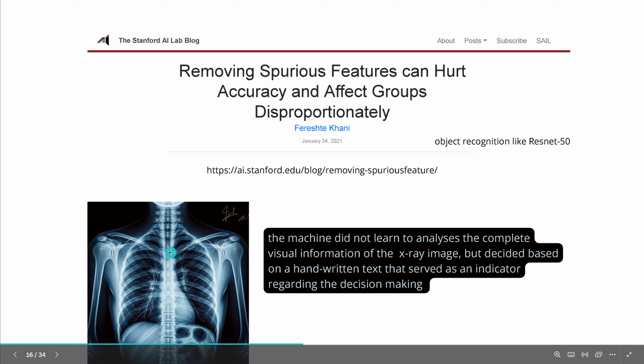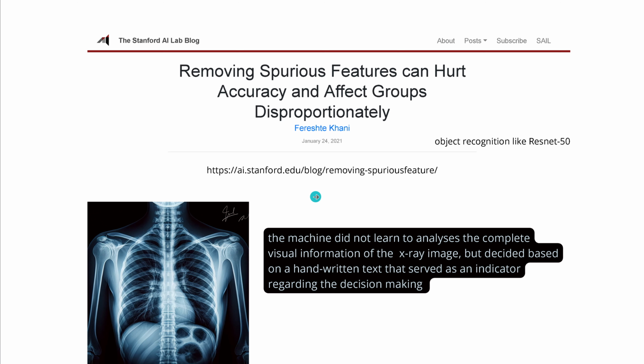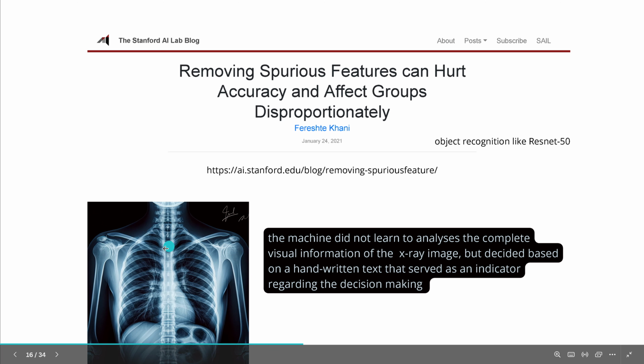And they had a lot of chest X-rays. And of course, this was the training set for an AI to learn. Now, as it turned out, the machine did not learn to analyze the complete visual information of this X-ray image, but decided to base its criteria for decision-making on a very tiny handwritten text where the human medical assistant made a cross or an X or whatever, a very tiny symbol to indicate if this is an image positive or negative. And this, they found out, served as an indicator for the decision-making by the AI, not the content of the image.